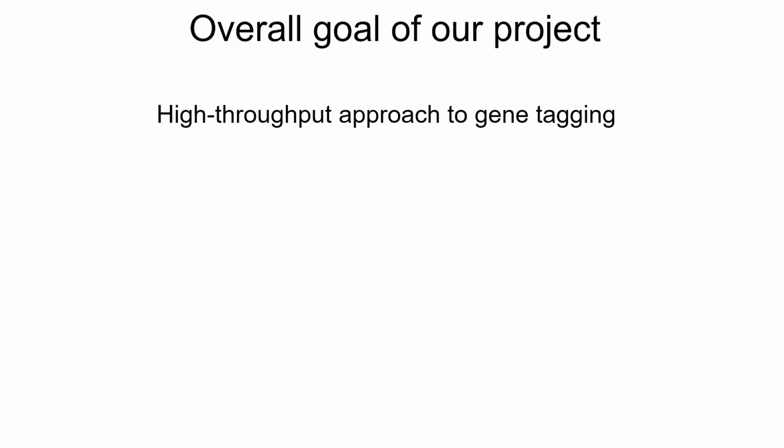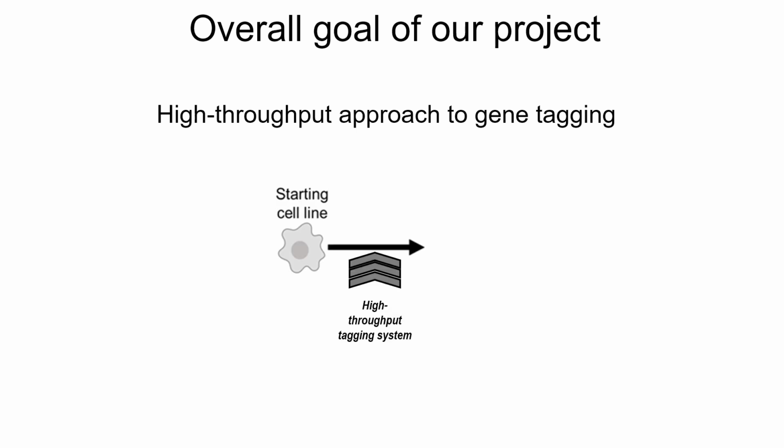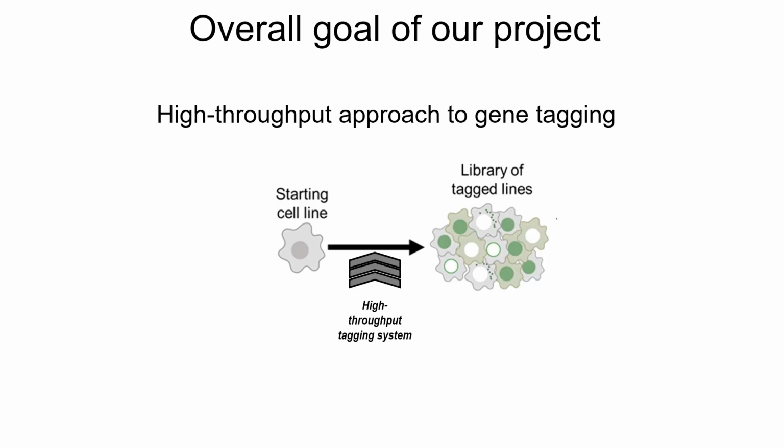And so what were the overall goals of our project? So develop some sort of high throughput approach to gene tagging. We have a starting cell line. We do some sort of manipulation to the cell line, and we end up with an output that is a library of cells where every cell has a different protein tagged with our marker of interest.